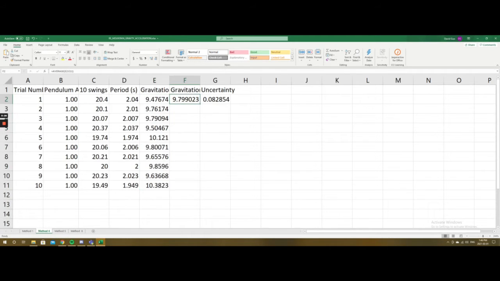This was then averaged to find our final gravitational acceleration, and its uncertainty was calculated by taking the standard deviation of all of the values for gravitational acceleration we were able to obtain, divided by the square root of the number of them. In this case, that would be root 10.